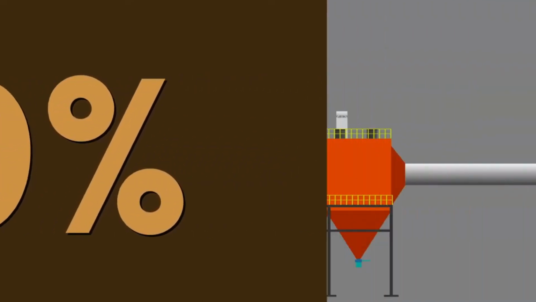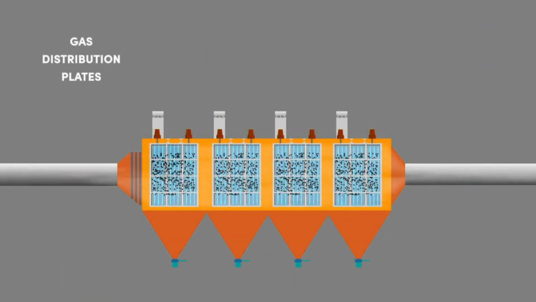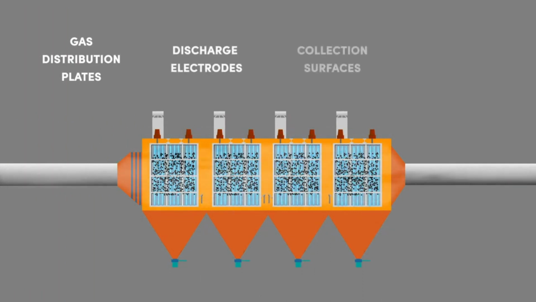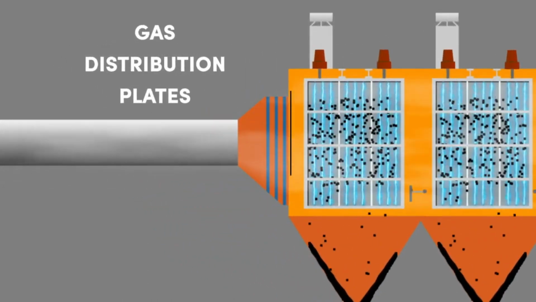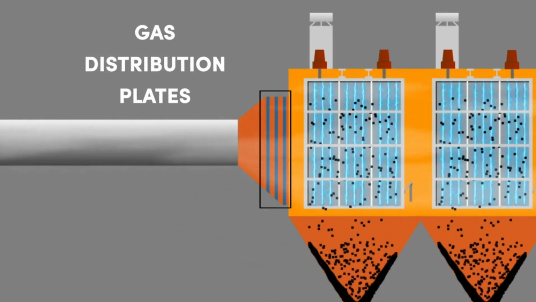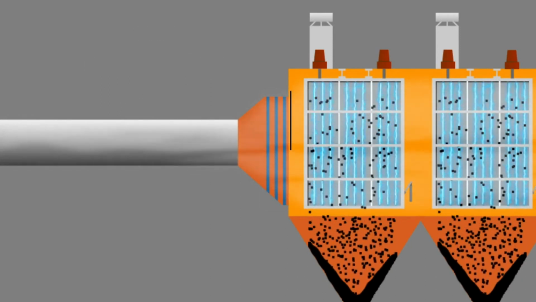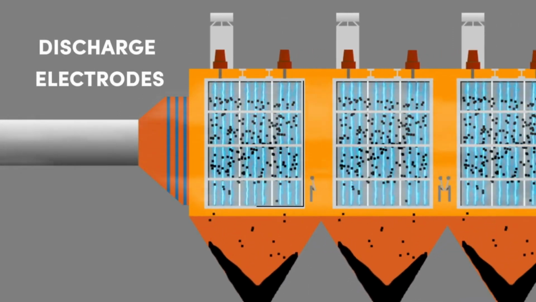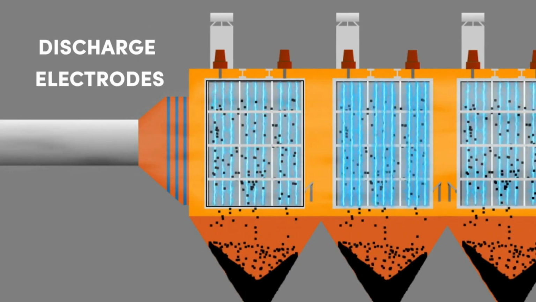An ESP is primarily made up of the following four components: gas distribution plates, discharge electrodes, collection surfaces, either plates or pipes, and rappers. The gas distribution plates consist of several perforated plates, which help maintain proper flow distribution of the entering gas stream. The discharge electrodes are divided into fields. Most ESPs have 3 or 4 fields in series. However, very large units may have as many as 14 fields in series.